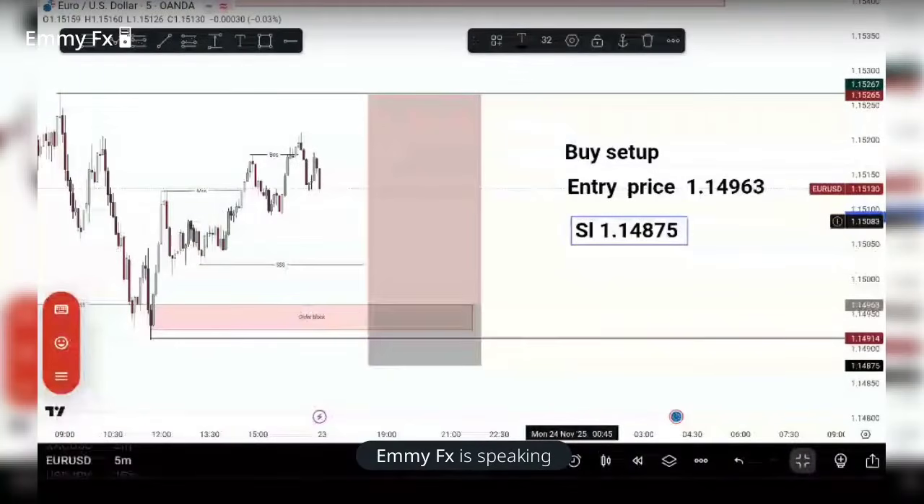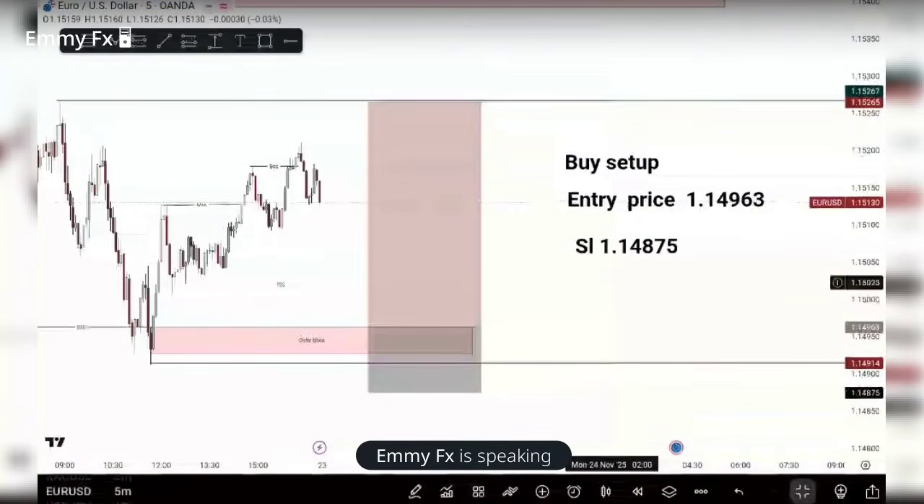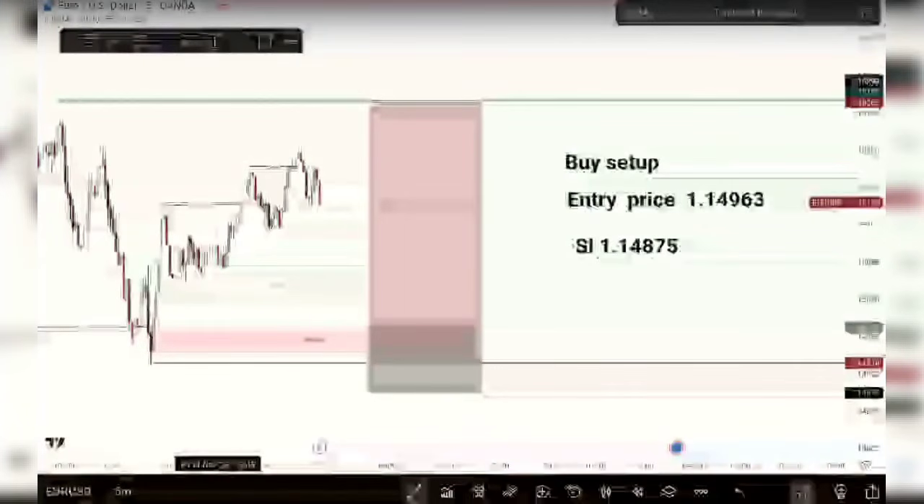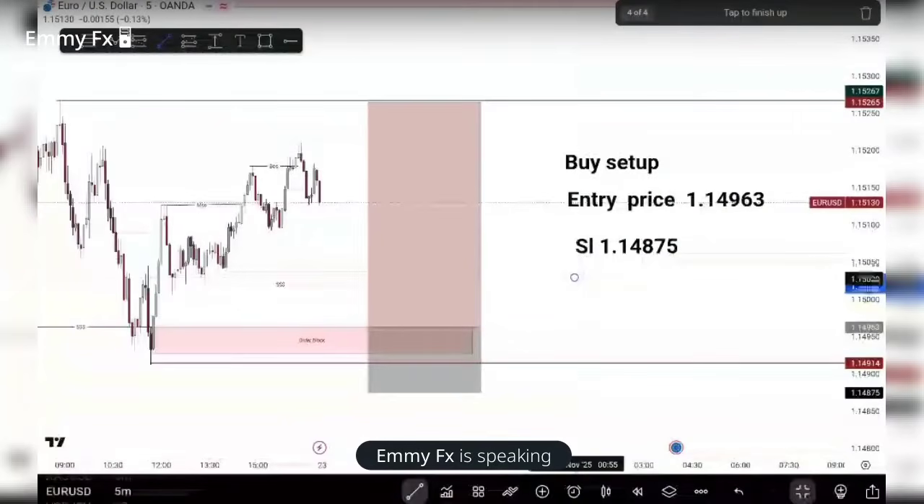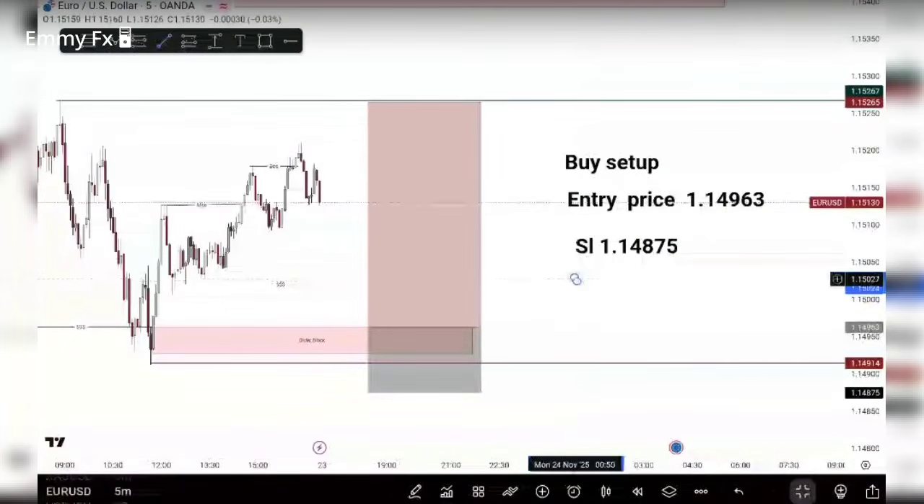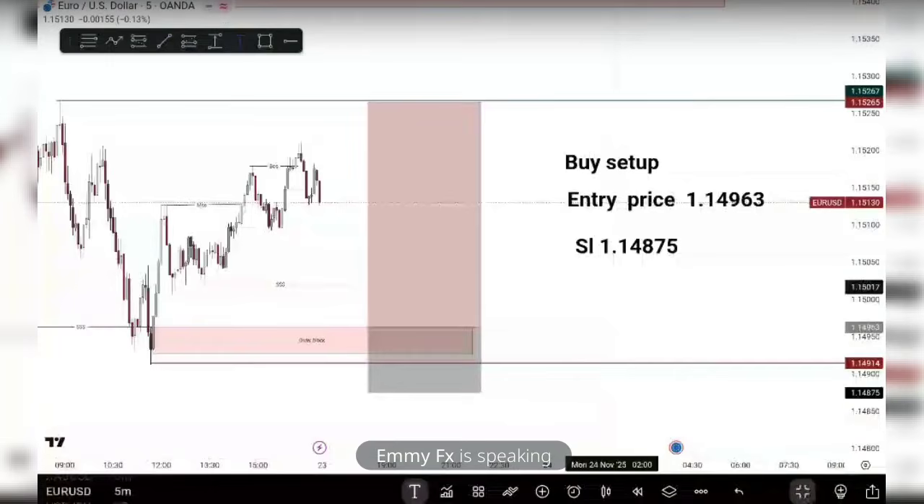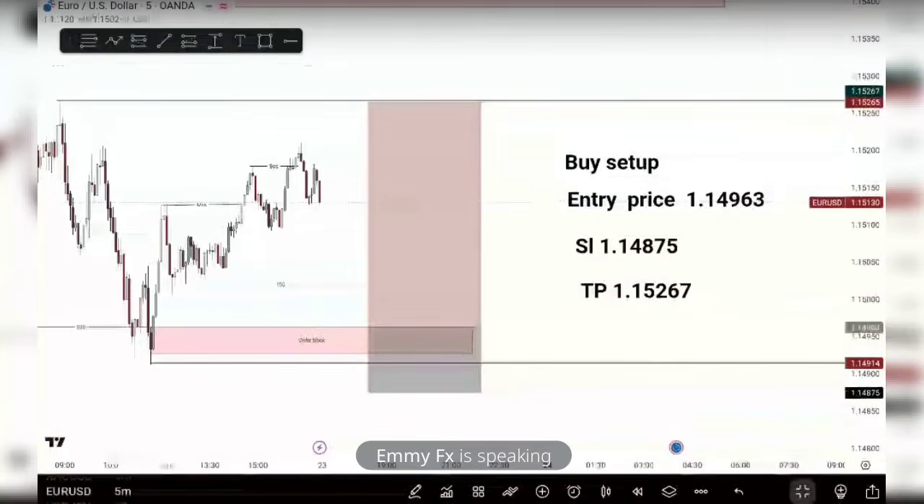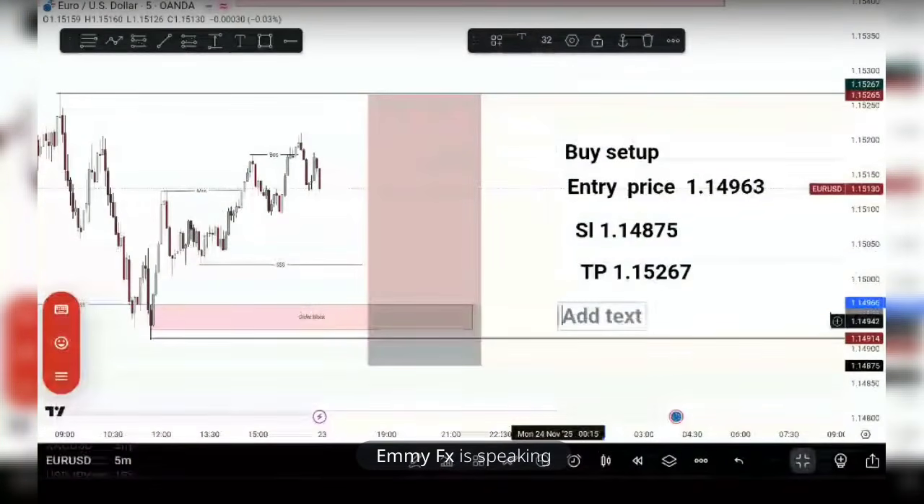Then I'll take profit. Take profit should be at the point of reversal. Our take profit is going to be TP. TP is going to be 1.1526. Don't forget to trade with caution.